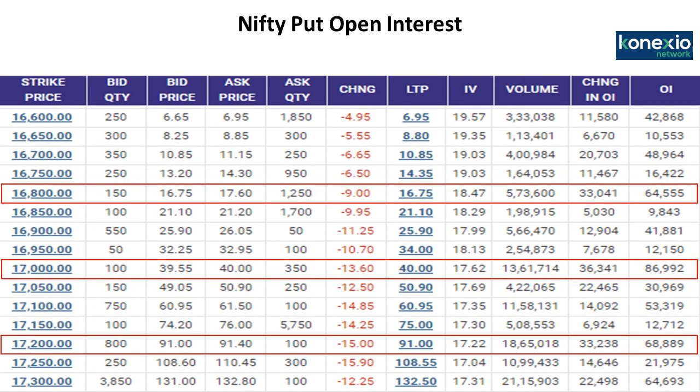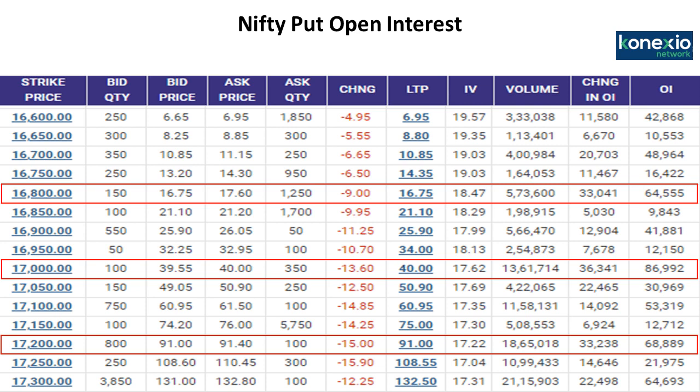Now let us come to the Nifty puts. In Nifty puts, you can see the action was seen in 17,200 puts, 17,000 puts, and 16,800 puts. Now here also you can see rising open interest, rising volumes. The concentration of volume is on 17,200 puts. So 17,200 could act as a very strong support in Nifty.